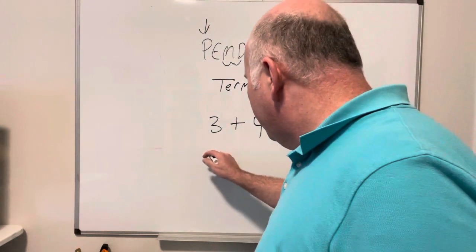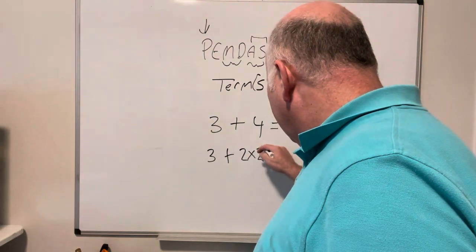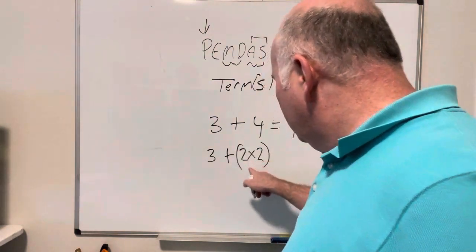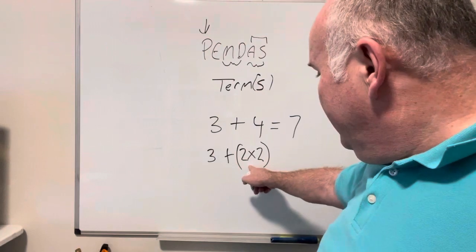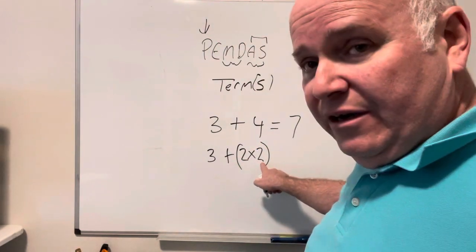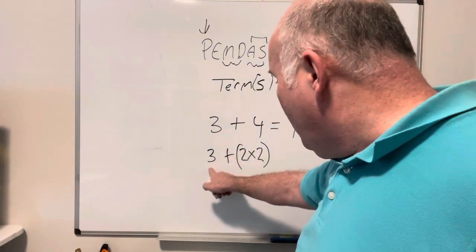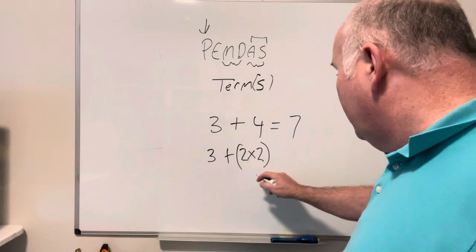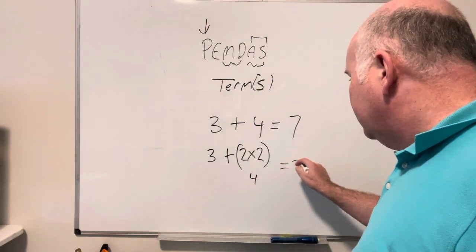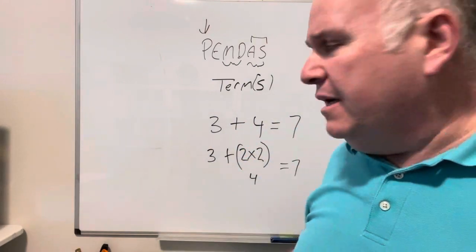I can also have 3 plus 2 times 2, okay? And because it's multiplication, this whole 2 times 2 is a single term. There are not two terms in here. This whole thing is a single term, okay? So you still have two terms. And by the way, that's 4, isn't it? That equals 7. So there's something to remember here, okay?